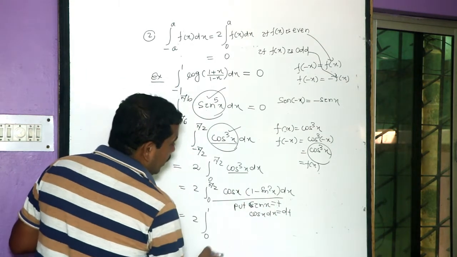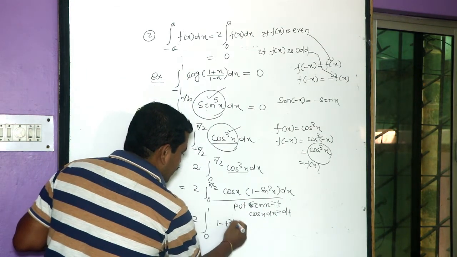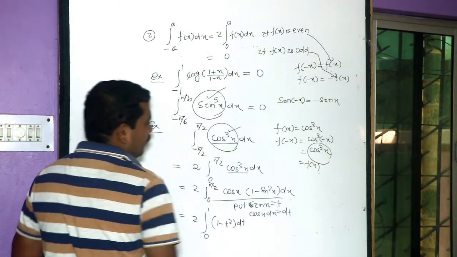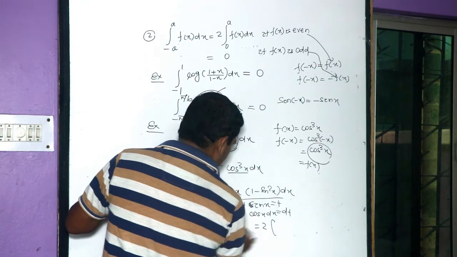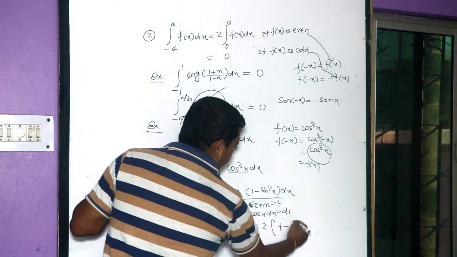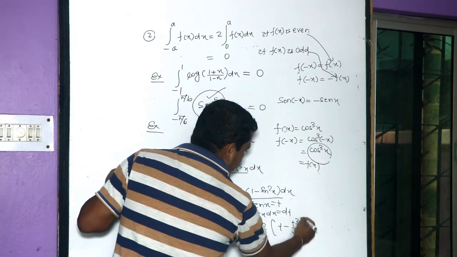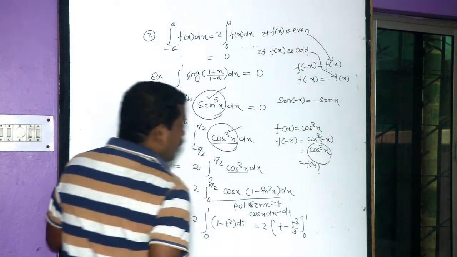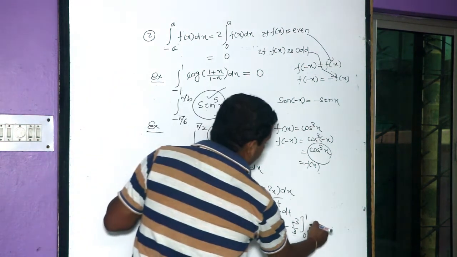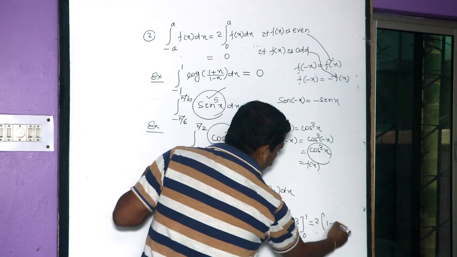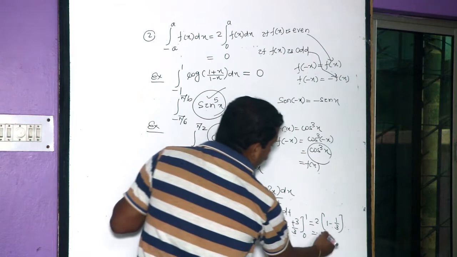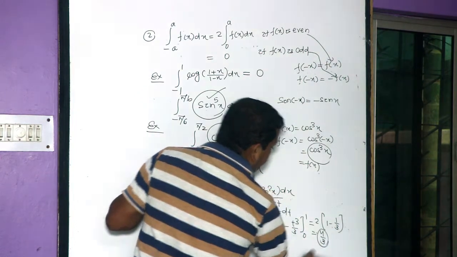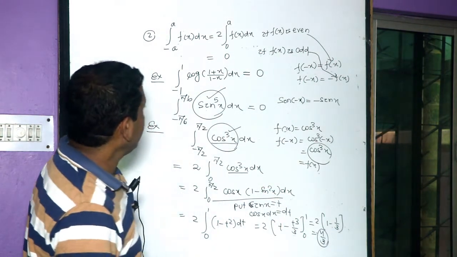and it will be the integral of 1 minus t square dt, which is equal to 2 times the integral of 1 minus t square, that is t minus t cube by 3, from 0 to 1. Putting the limits, we have 2 into (1 minus 1 by 3), which is equal to 4 by 3. The value of the definite integration is 4 by 3.